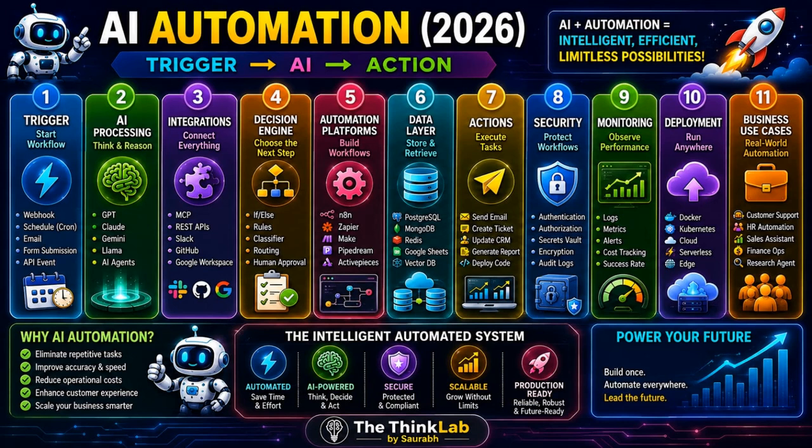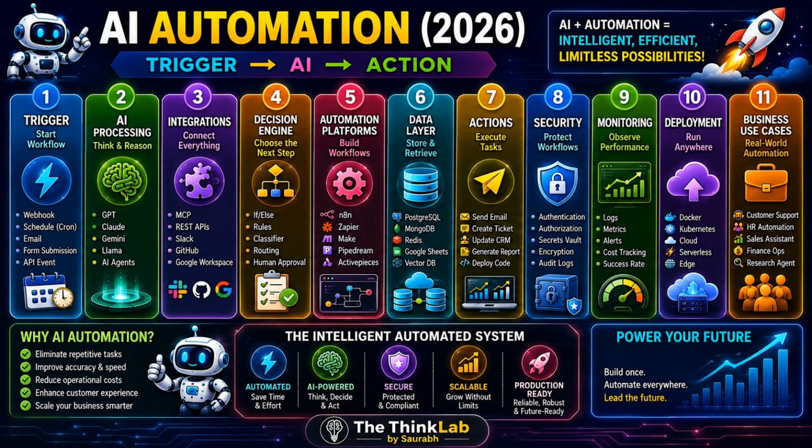The first one, step one, is the trigger. It starts the flow. Everything begins with the trigger. A trigger is an event, something that starts the process. For example, you receive a particular email, a user fills a form, a payment is made, a scheduled time hits. The moment this happens, the workflow starts.